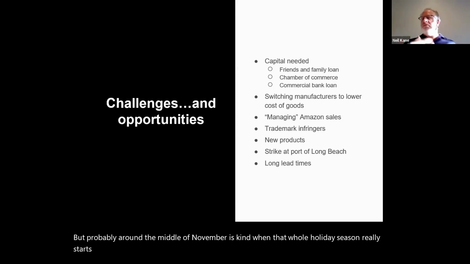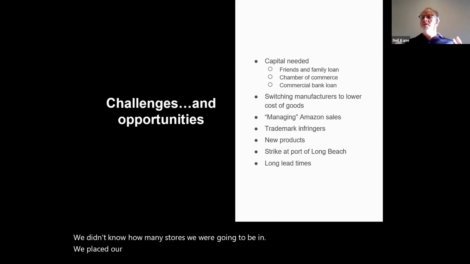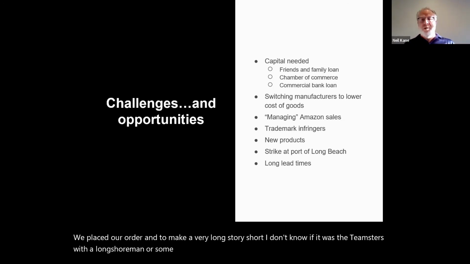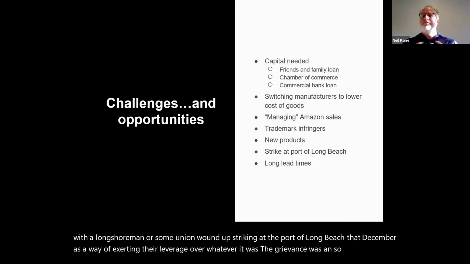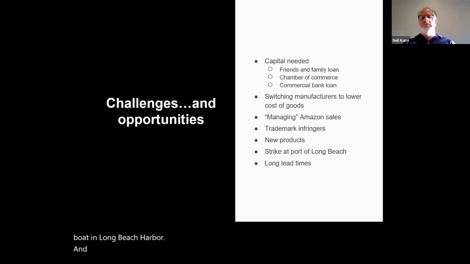So we did our best. It was a highly uncertain initiative because we didn't have much of a sales history. We didn't know how many stores we were going to be in. We placed our order, and to make a very long story short, I don't know if it was the Teamsters or the Longshoremen or some union that wound up striking at the Port of Long Beach that December as a way of exerting their leverage over whatever their grievance was. And so our product, which we had fully paid for, which we wanted to have in stores by Christmas, sat on a boat in Long Beach Harbor and wasn't delivered to us until the first week of January.